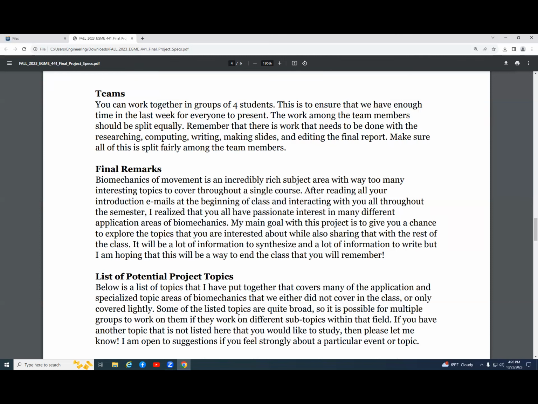And so the group size is 4. I don't want to go beyond 4 students, so make sure you find a group of 4. Okay, you could have fewer students, and so it is possible to do maybe 2 or 3 students.